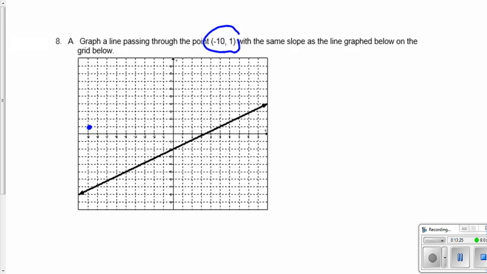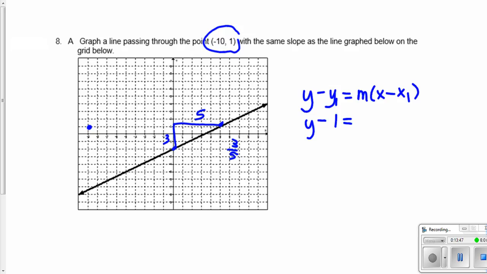So, what is the slope? I have to go find it, right? I think I see a perfect point here. So that's a rise of 1, 2, 3, and a run of 1, 2, 3, 4, 5. Yeah, so 3/5. So let's use our equation. Y minus, the y they gave us was 1, equals 3/5 times (x minus a negative 10), which makes it plus.